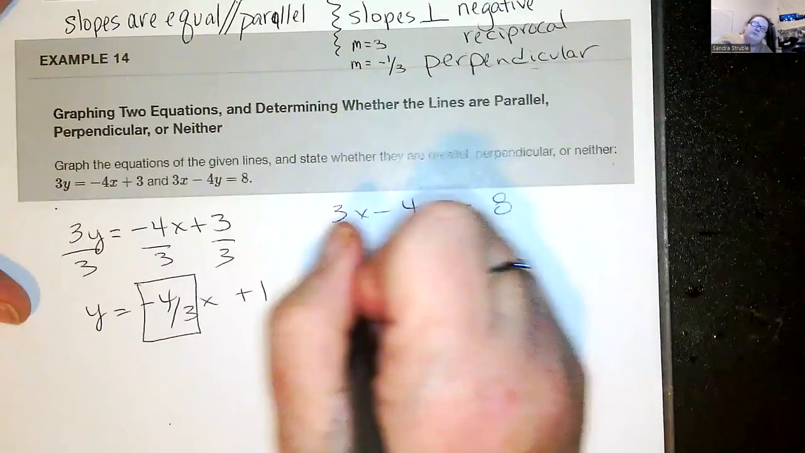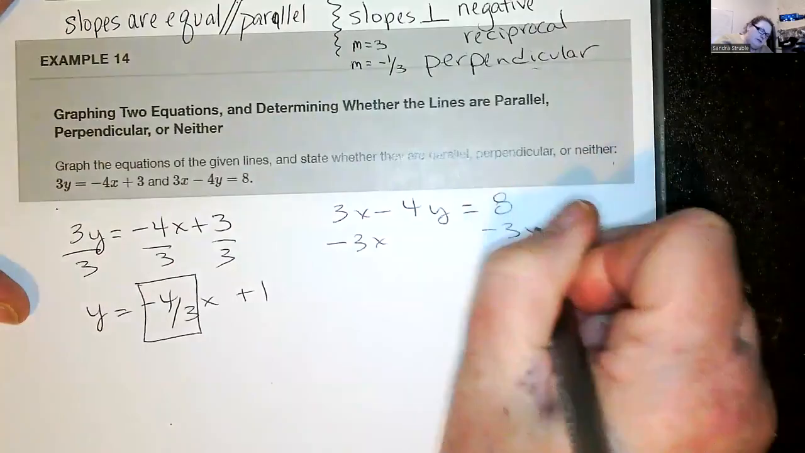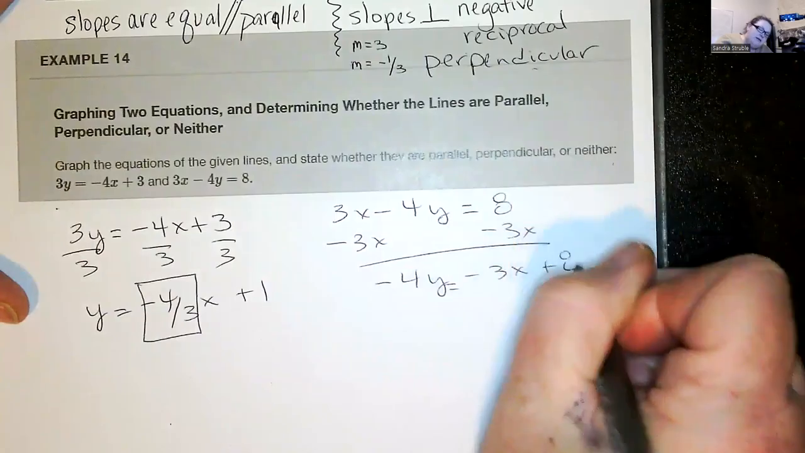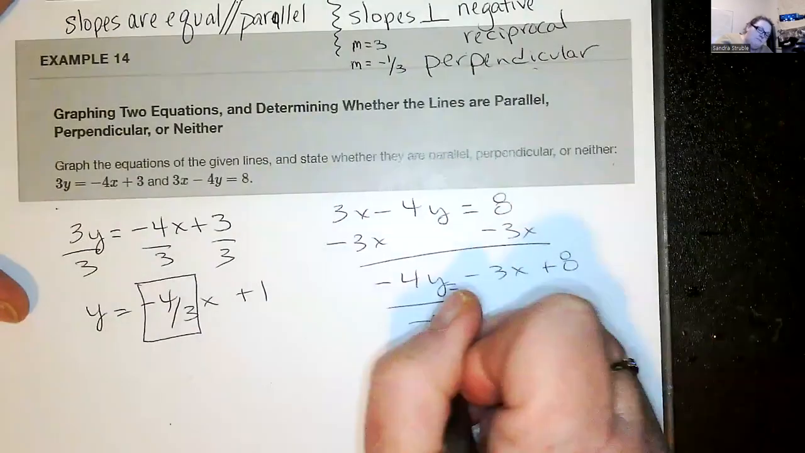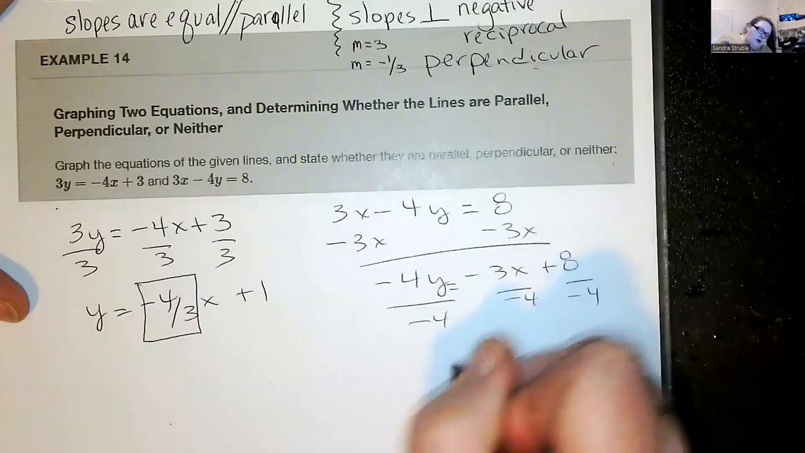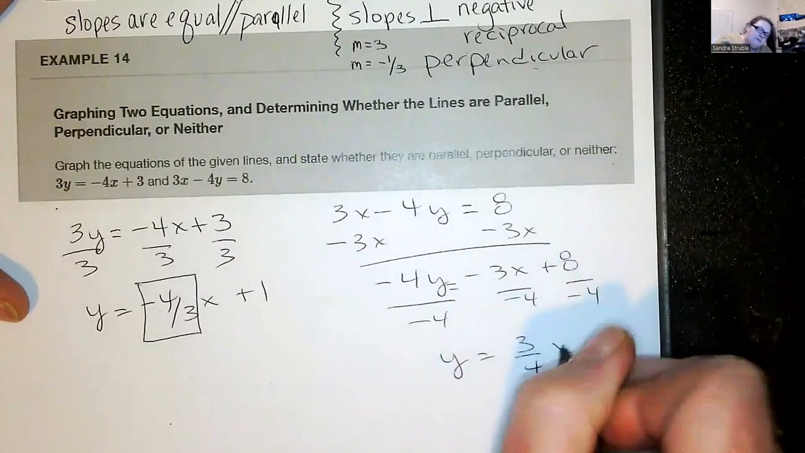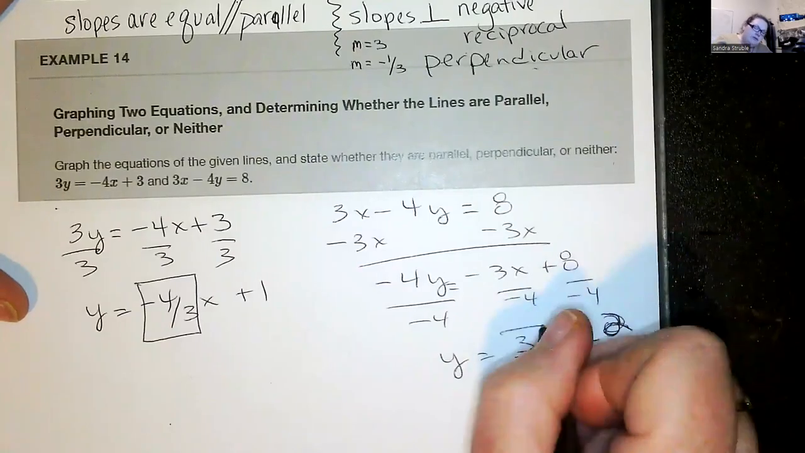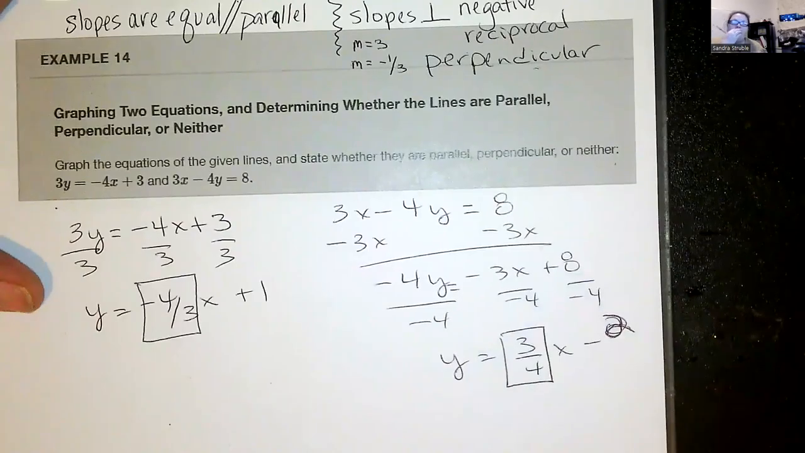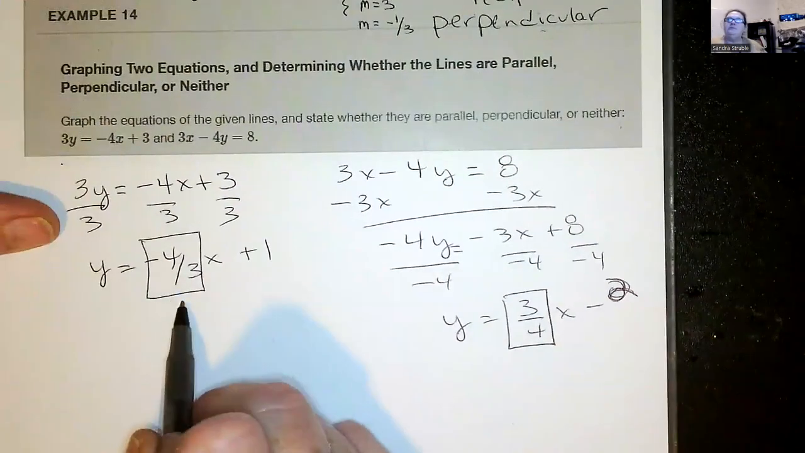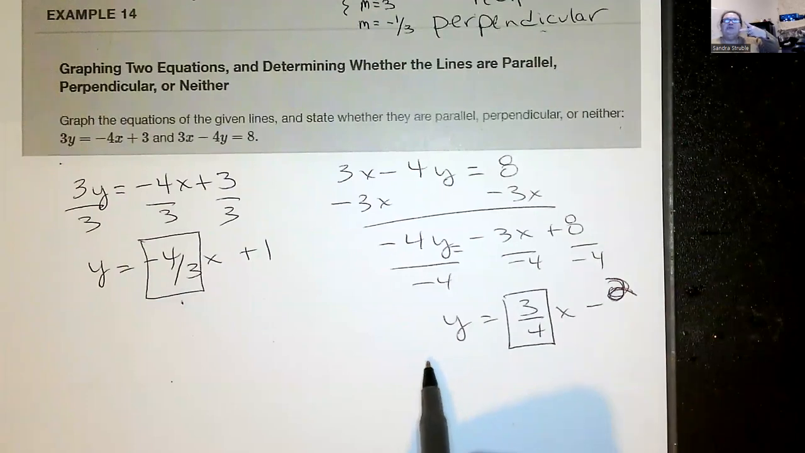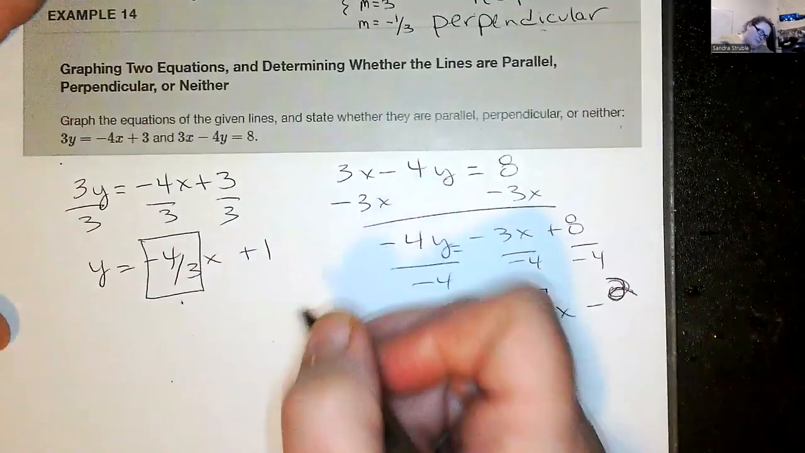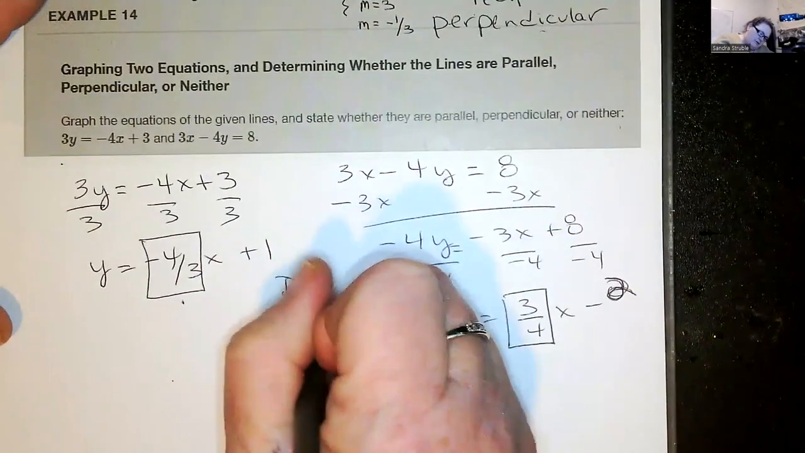And the other one, I'm going to subtract 3x from both sides. I get -4y equals -3x plus 8. Divide both sides by -4. And I get y is equal to 3/4 x minus 2. Again, this is all I really care about. So one of them is -4/3. All right. And the other one is the negative reciprocal. So these are perpendicular, but we can draw them as well. So perpendicular.